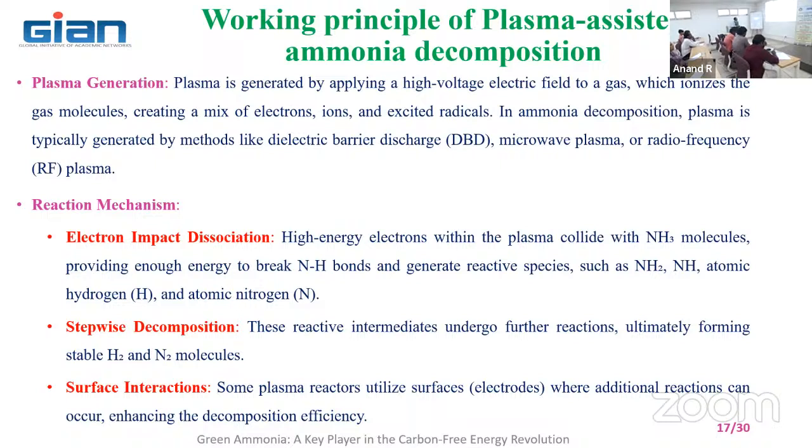So ultimately, whatever energy you consume, whether microwave or radio frequency or direct discharge, through which the plasma can be generated, you can go for any intermediate reactions from the inlet, but at the outlet we need stable products, hydrogen and nitrogen. We need to ensure that. If there is any unreacted or undecomposed ammonia, you recycle it back and ensure that we get only stable molecular hydrogen and molecular nitrogen. Some plasma reactors utilize surfaces or electrodes where additional reactions can occur, enhancing the decomposition efficiency.